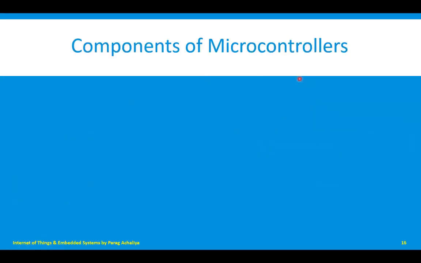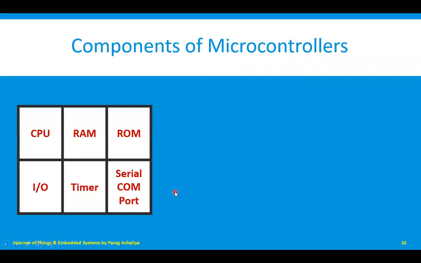Now we will see the various components of microcontrollers. Every microcontroller will have CPU, RAM, ROM, IO devices, timer, and serial COM port that we already discussed in one of the slides. So a microcontroller will have a central processing unit, random access memory, read only memory, and input output devices. It will have some kind of timer, and it will have some COM ports to connect external devices like your printer and scanner. So these are the various components that a microcontroller is created from.